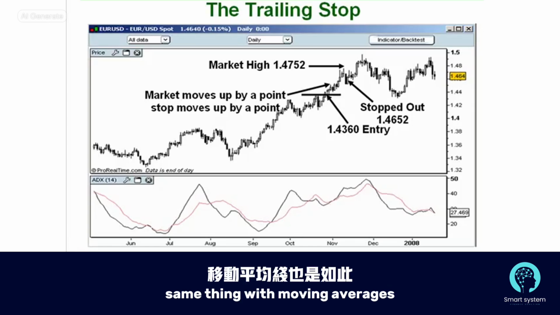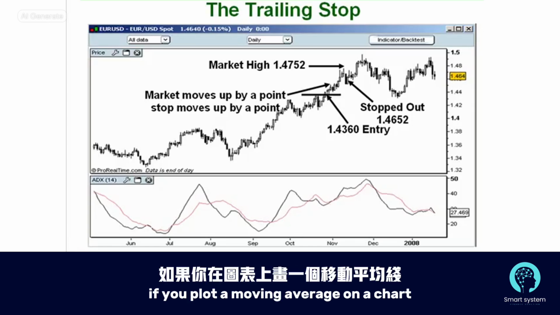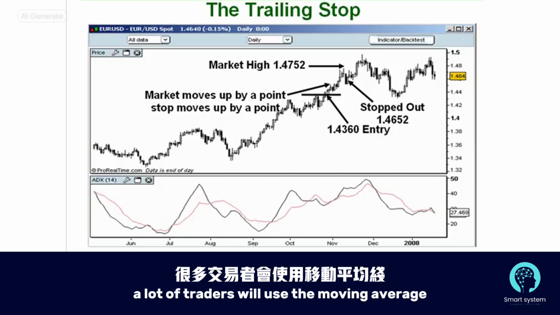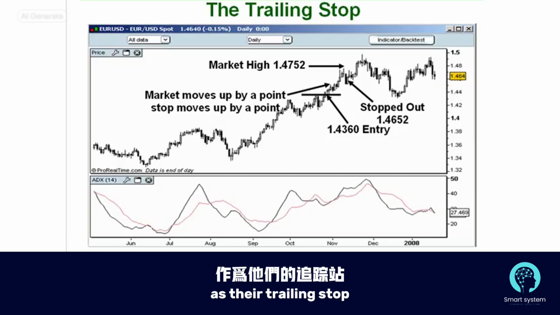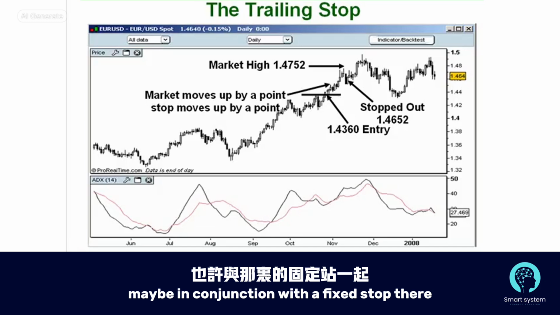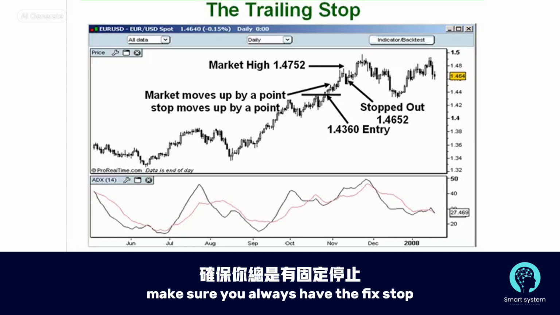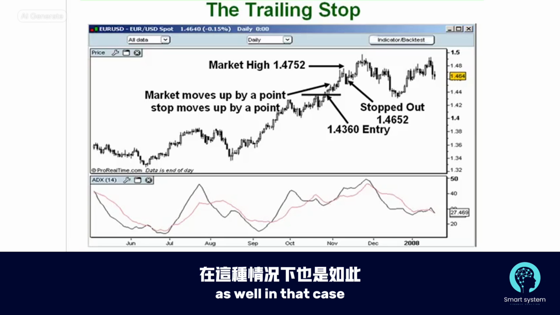Same thing with moving averages. If you plot a moving average on a chart, especially when trading a trend, a lot of traders will use the moving average as their trailing stop, maybe in conjunction with a fixed stop, which is a good idea too. Make sure you always have the fixed stop as well in that case.